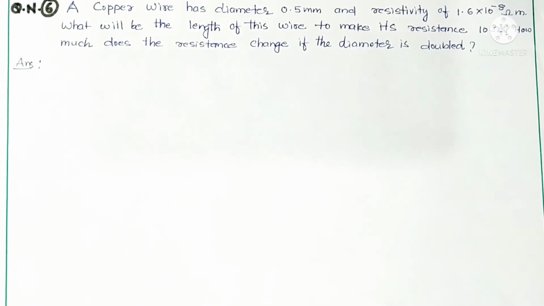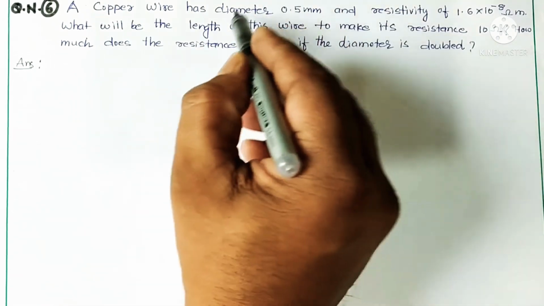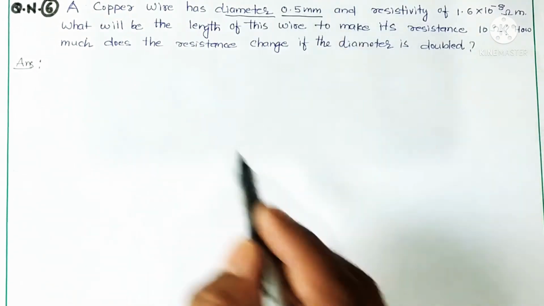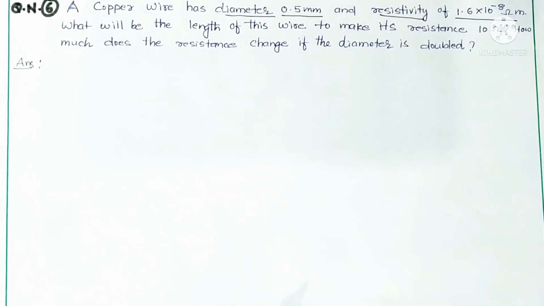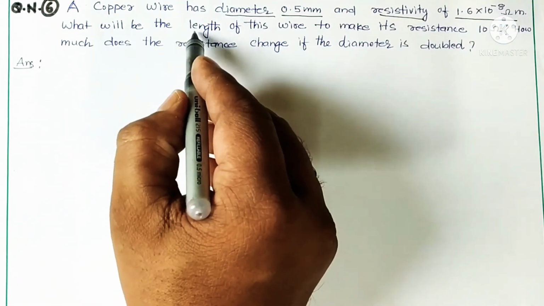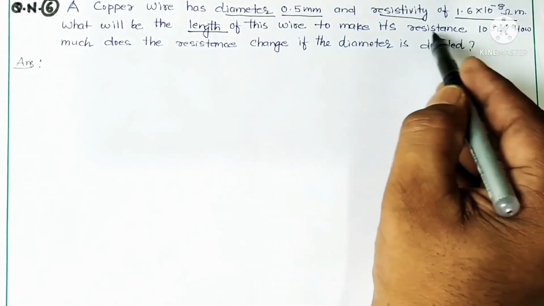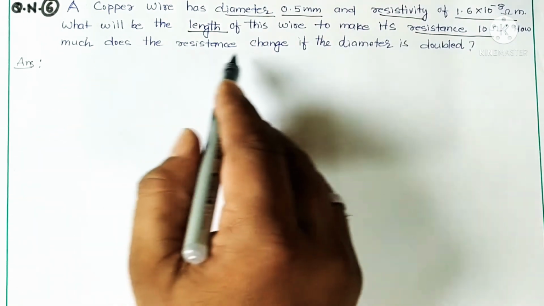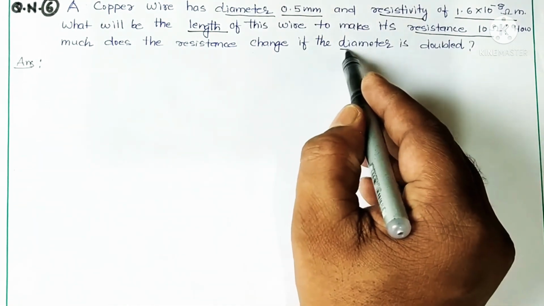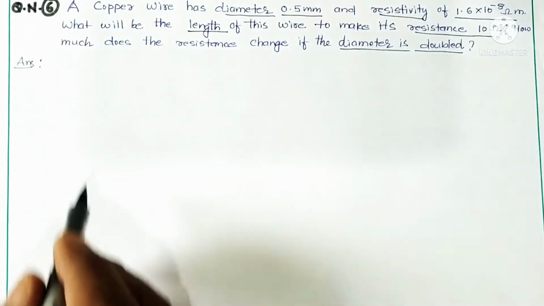So what is given here? See, a copper wire has diameter 0.5 mm and its resistivity is given as 1.6 into 10 to the power minus 8 ohm meter. So here the question is, what will be its length? And here resistance is given as 10 ohm. How much does the resistance change if the diameter is doubled? That is the second part.